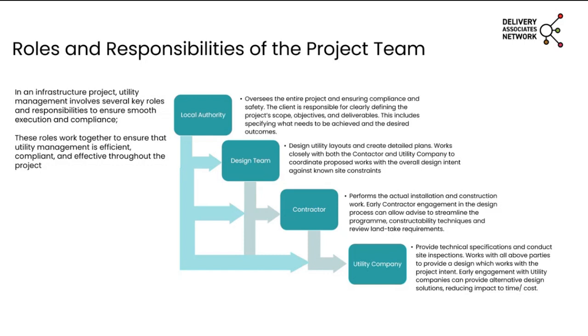Now, under this process, utility diversions are split into what's known as C stages, and these stages run from C2 to C9. However, the main focus of this presentation is going to be looking mostly at the C2 to C4 process, with C2 being initial inquiries and obtaining records, C3 which is budget estimates for diversions and utility works, and then finally C4, which is detailed designs, including timescales and costs.